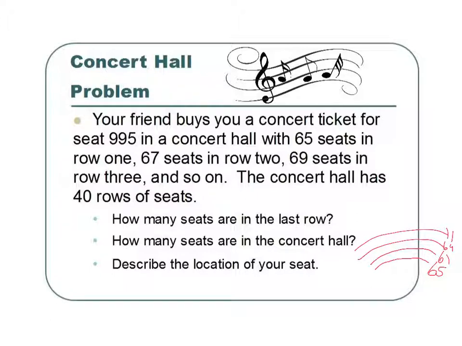All right, and so for how many seats are in the concert hall, well, you'd have to look at how many are in each of the rows and add that up, which again would take forever. And then we're going to figure out where our seat is. So we're looking for ways around that, looking for patterns in this sequence.